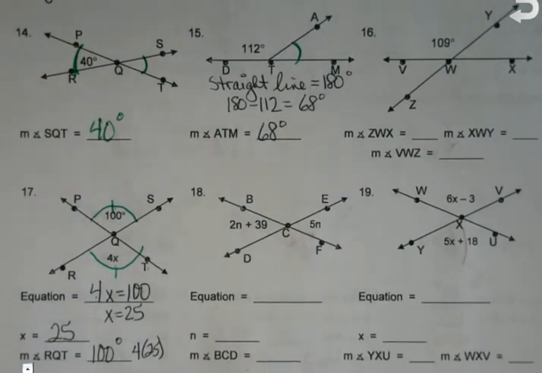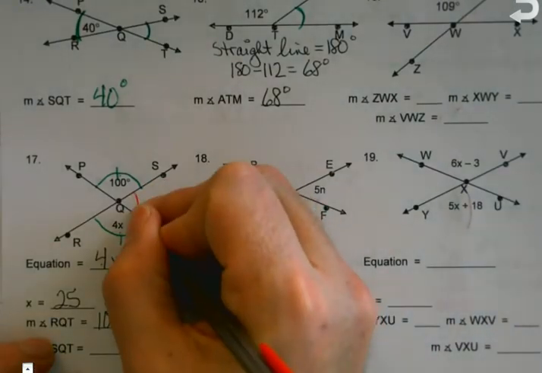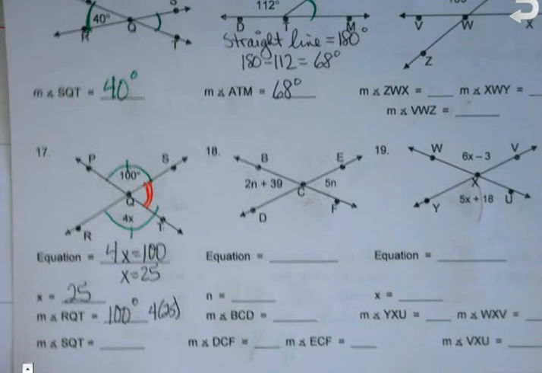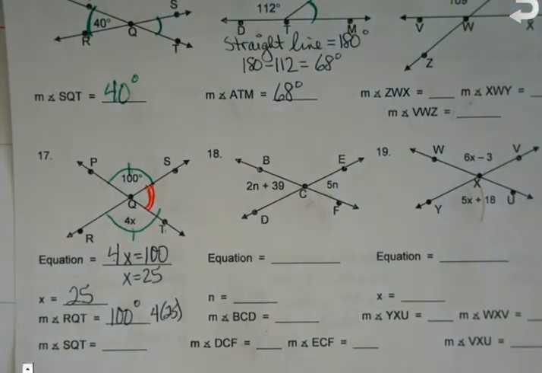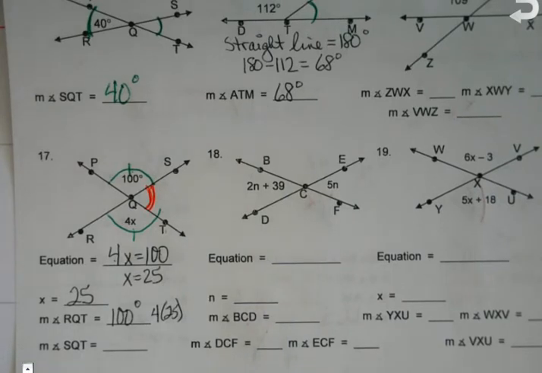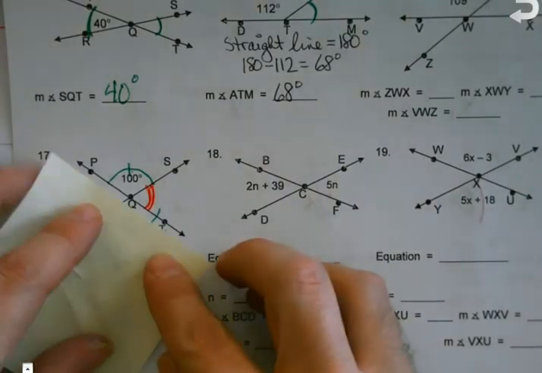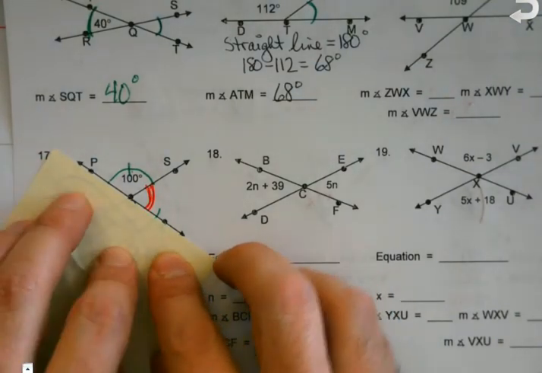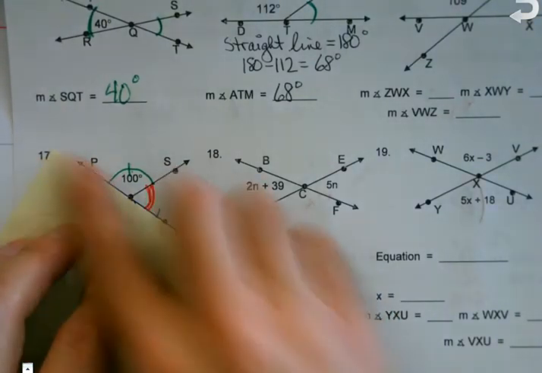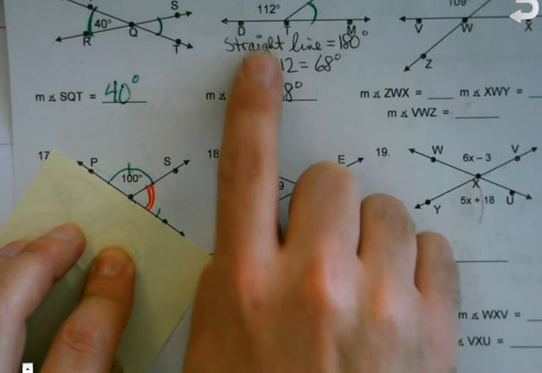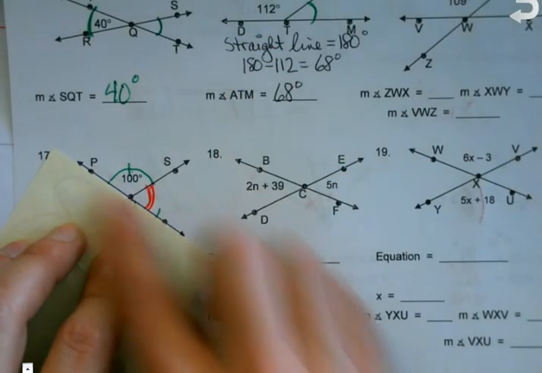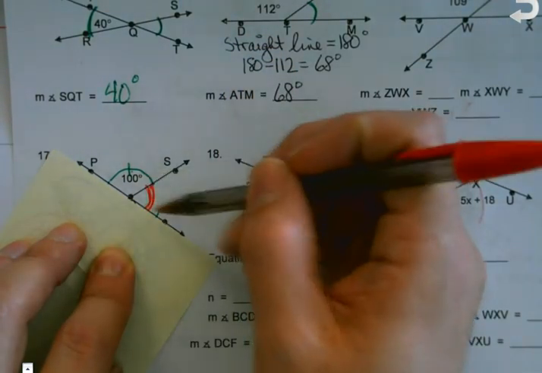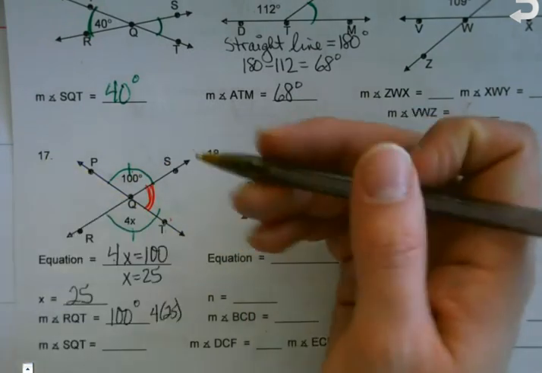Now, here's the kicker. SQT, this one, isn't vertical. But if you take a look for a second, and you say, hey, if I put that this way, it looks like it makes a straight line like we had in 15. So this should be 180 minus what I know already.